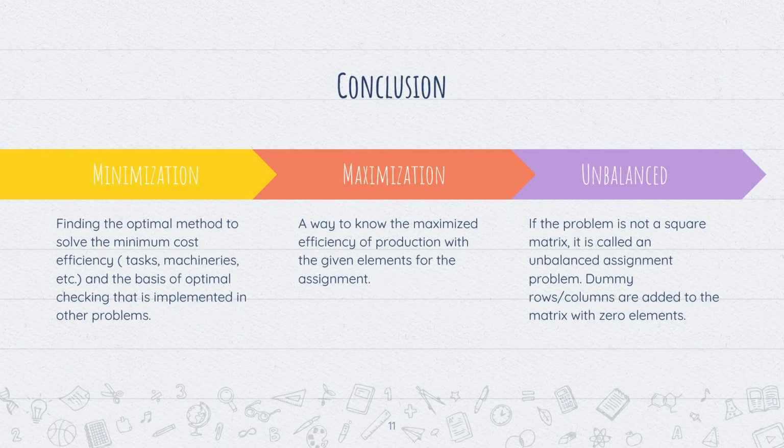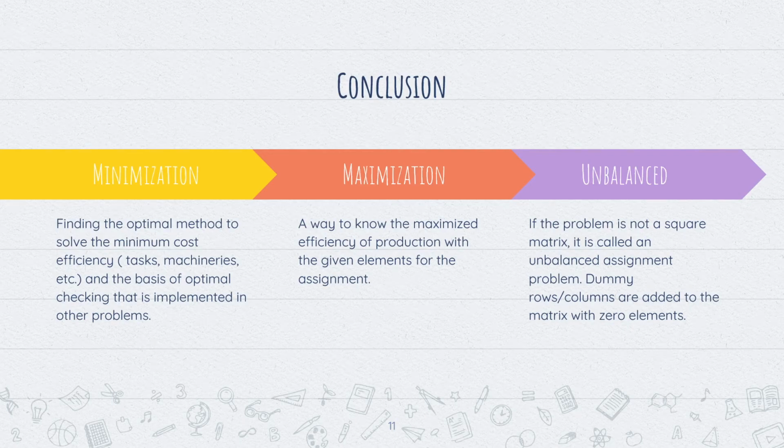As we go throughout this video, we can conclude that in minimization, finding the optimal method to solve the minimum cost efficiency, which is the tasks, machineries, and etc., will also be the basis of optimal checking that is implemented in other problems. For the maximization, a way to know the maximized efficiency of production with the given elements for the assignment.